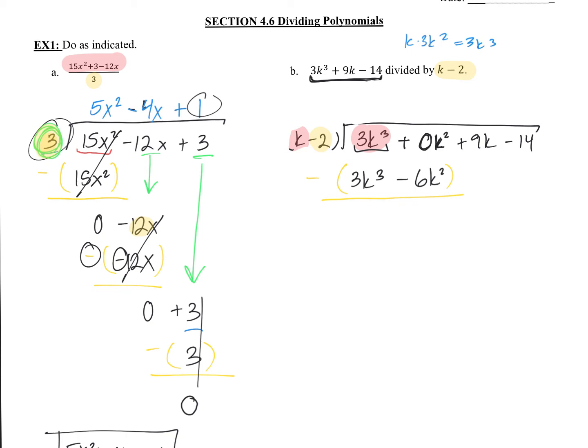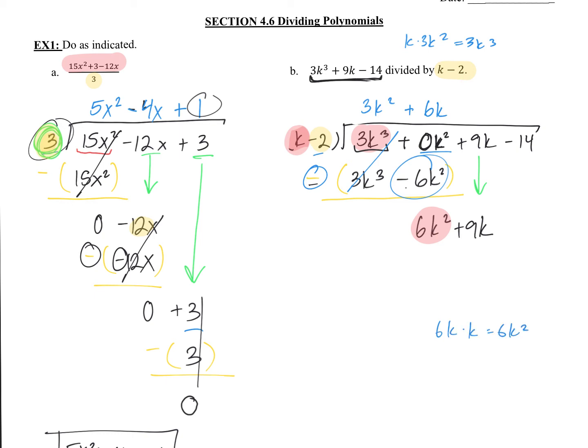So 3k cubed minus 3k cubed, those cancel out, and they should, because that was our goal. Remember, we're trying to cancel them. And then we have 0k squared minus negative 6k squared. Those don't cancel. Instead, because of the double negative, we have positive 6k squared. And remember, we have the cycle, so we'll bring down that plus 9k, and we have a new binomial. So now my question is, what do I multiply k by to get 6k squared? I can multiply it by plus 6k, because 6k times k will give me that 6k squared.